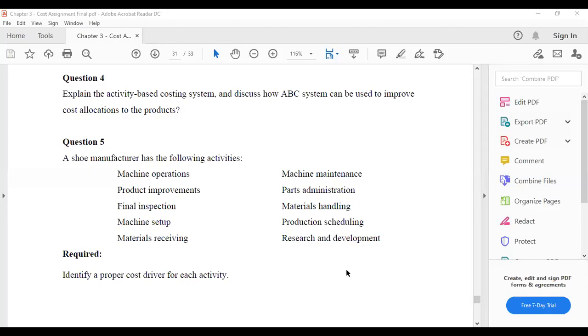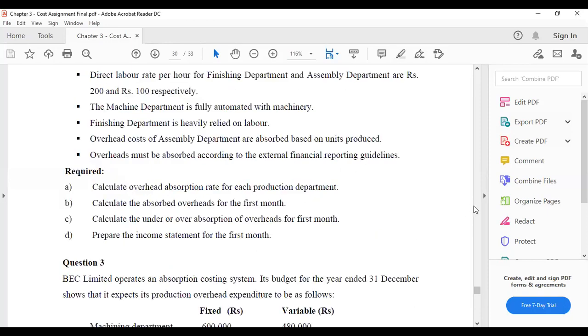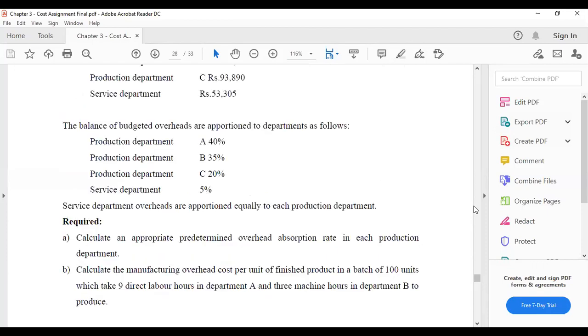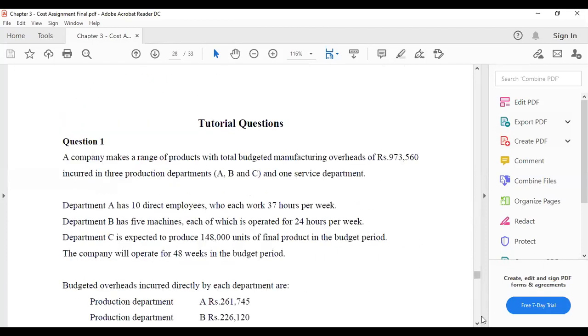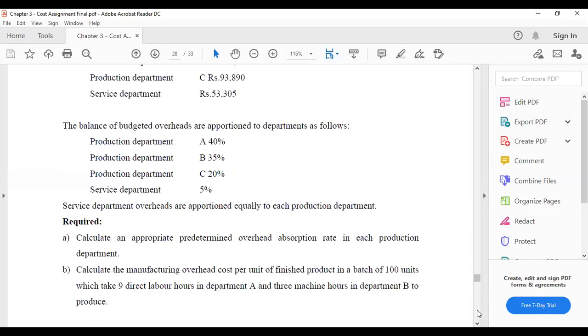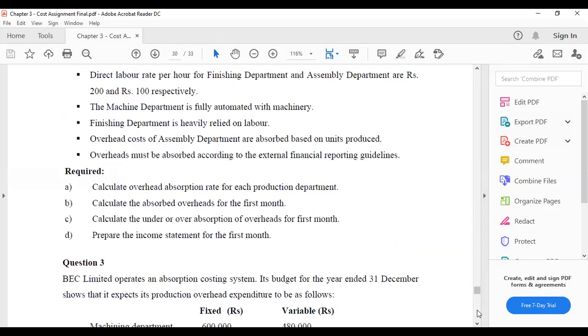In the last class, you would have discussed the traditional overhead costing system. In fact, you would have worked out two questions on that, question number one and question number two.